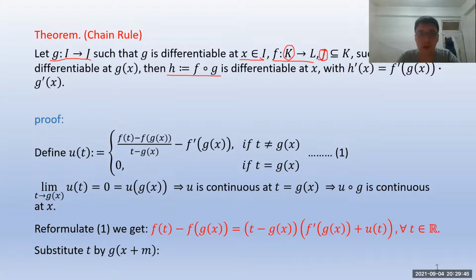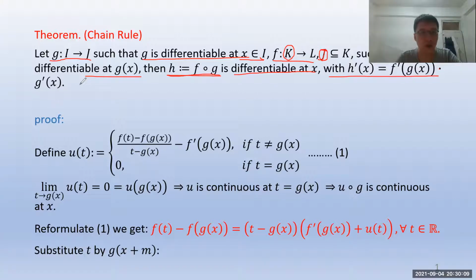And it says that if f is differentiable at g(x) and g is differentiable at x, then the composition function h, which is f circle g, will be differentiable at x, with h prime x equal to f prime g(x) times g prime x.